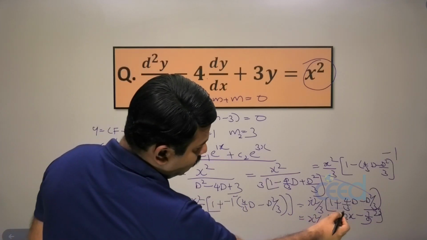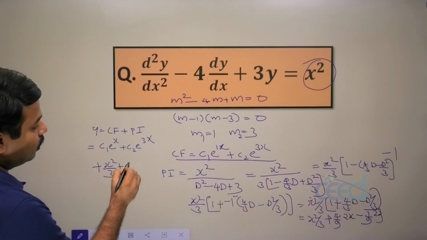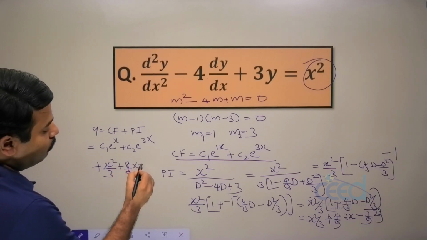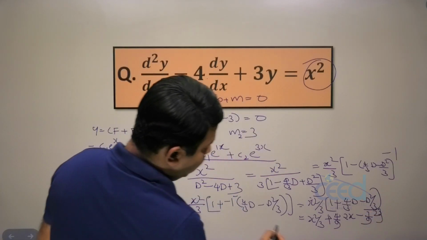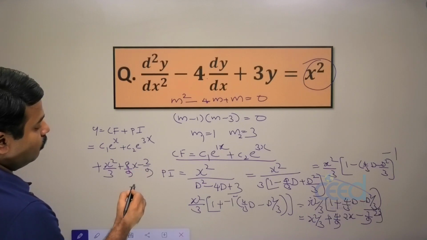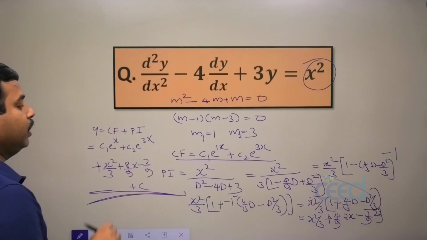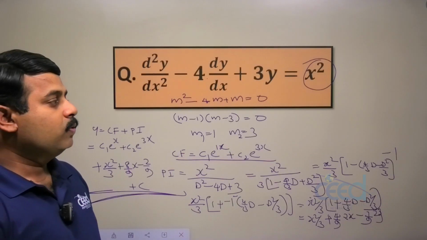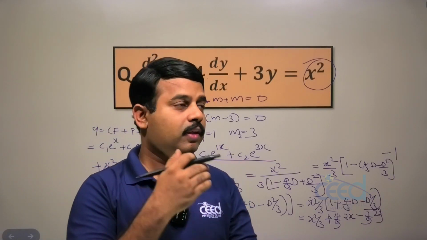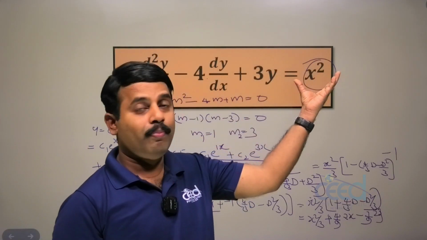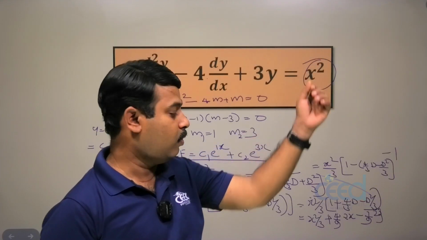x square by 3 plus 8 by 9 x minus 2 by 9, right, plus c. So this is the final solution, alright. So like this we can solve it if x raised to power comes on the right side, alright.